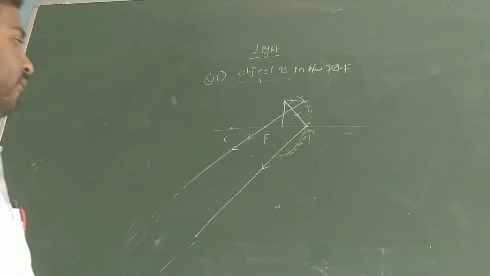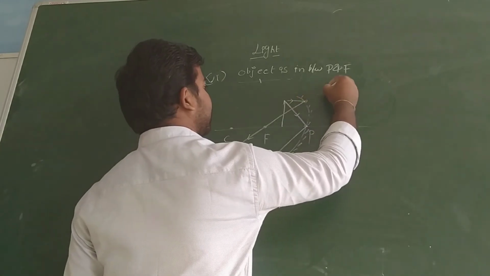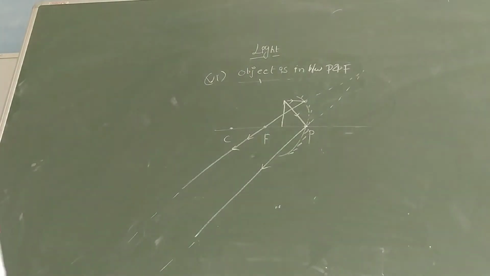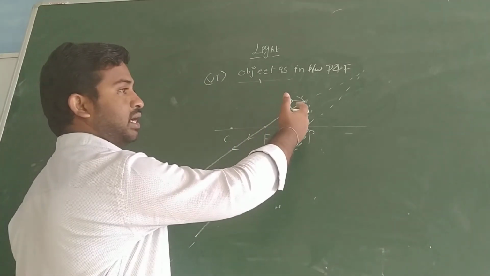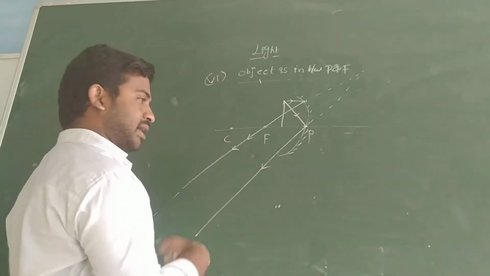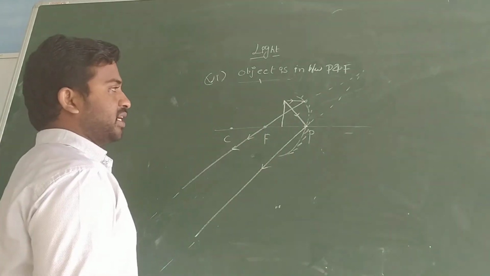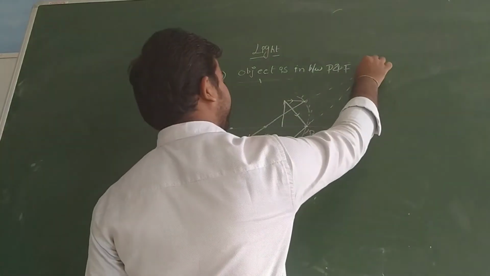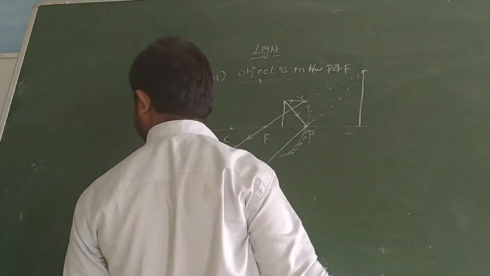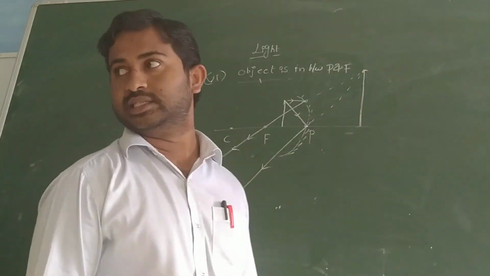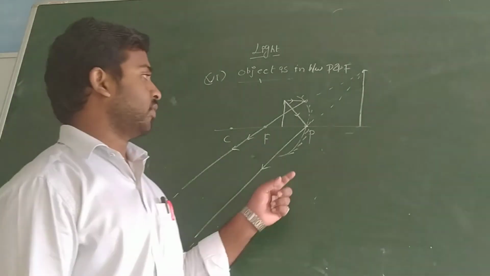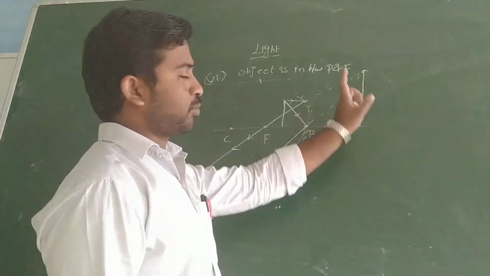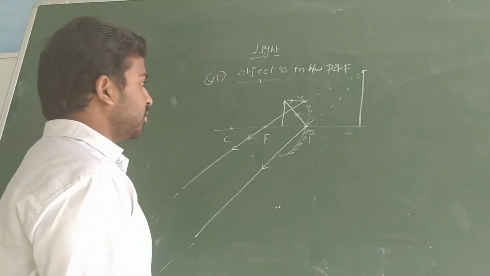So for that we extend these reflected light rays backward to create an image, and then the image will be formed, right? Here the actual reflected light rays do not form an image. So to create an image, we extend these reflected light rays backward, and then at some other point the image will be formed. Then we can say it is a virtual image. Why? Because we extend these reflected light rays backward to form the image at some other point.